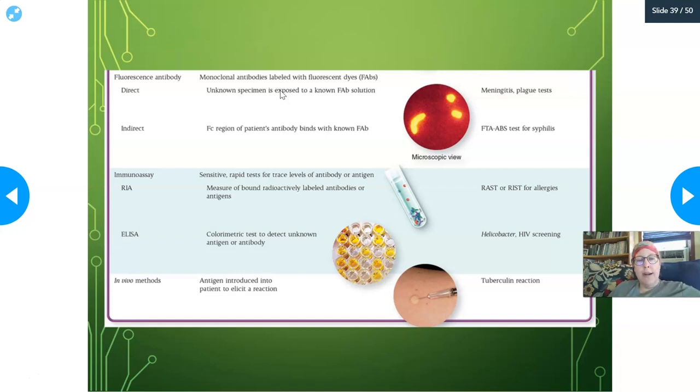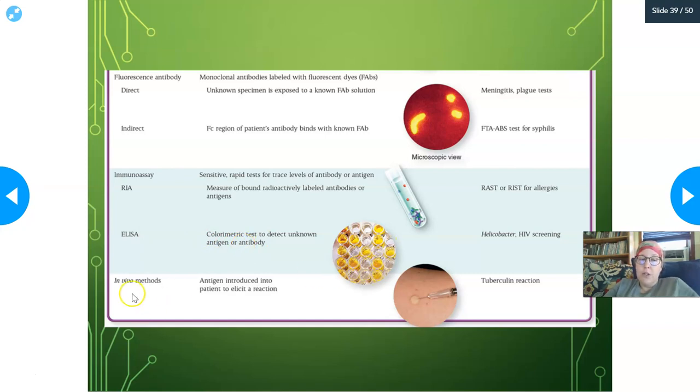And then the immunoassays, so there's a whole bunch of those. There are sensitive rapid tests for trace levels of either antibodies or antigens. For example, you have radioimmunoassay, and this one measures bound radioactively labeled antibodies or antigens. We don't use that one that much because who wants to mess with radioactive stuff, right? But another one, like the ELISA, is widely used, and it's a color test. It can be detected by machines and all of that. This technique is very, very widely used. I'm going to show you a video about that in a second.